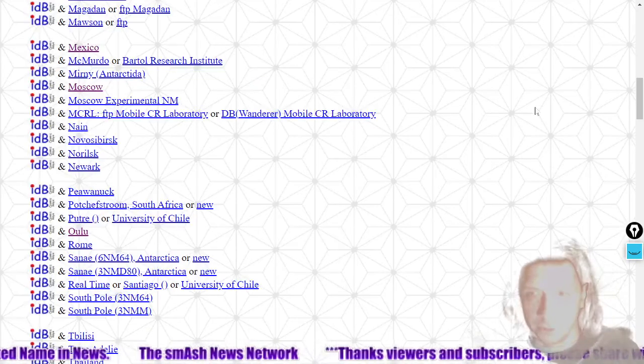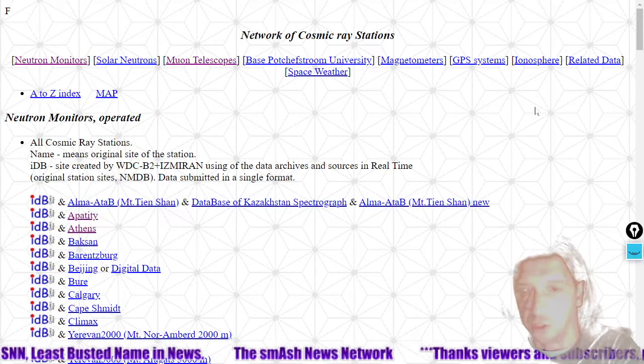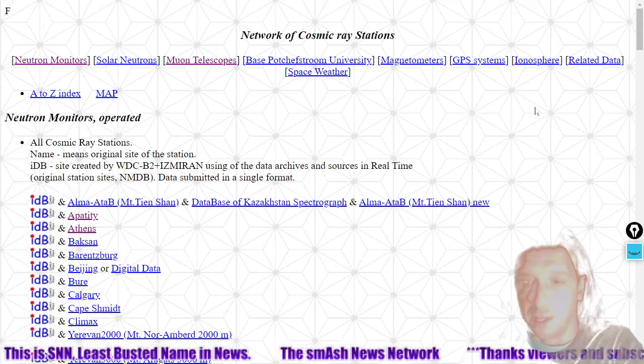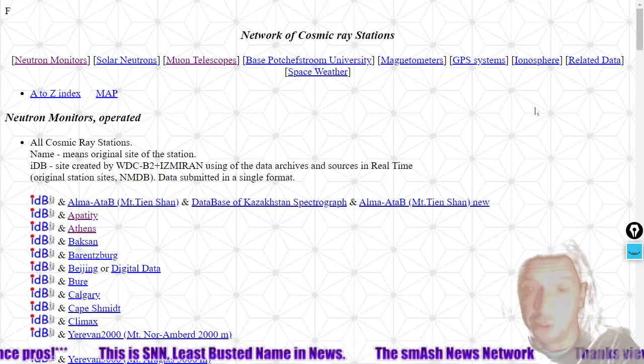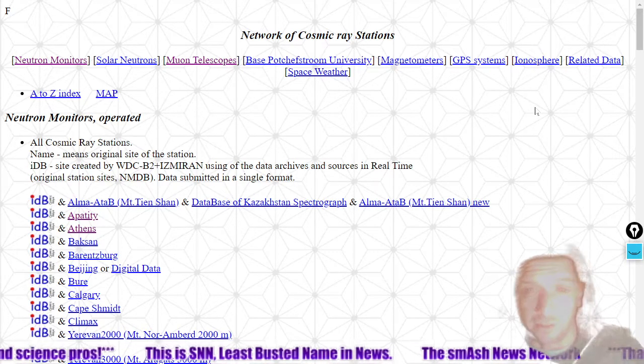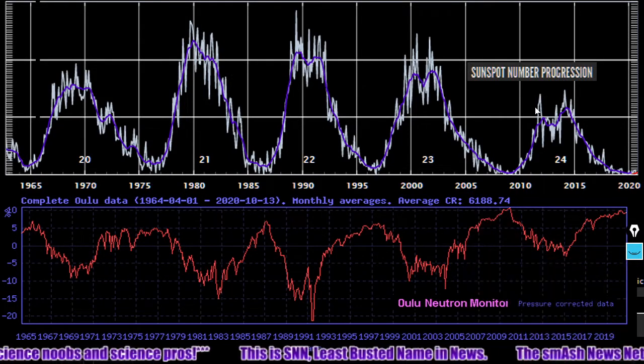If you want to follow these yourself, just do a search on a web search engine like DuckDuckGo.com, maybe one that obtains unbiased search results. Just do a search for links to cosmic ray data. You'll find this site. I like it. Now, let me get off the screen again.